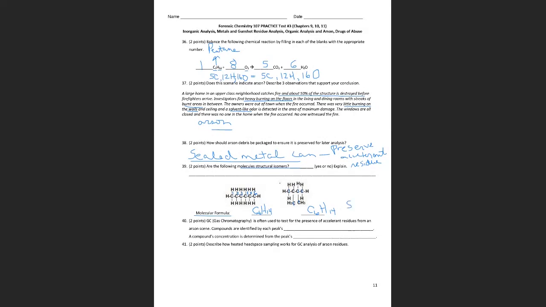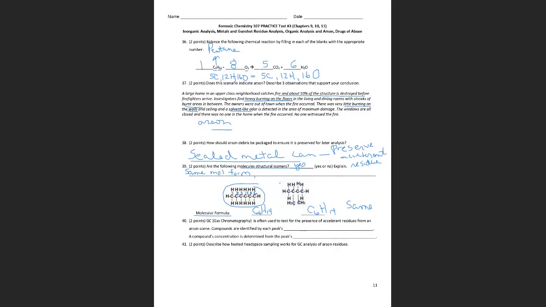Same molecular formula, but their structures are different. This one has 6 carbons in a row, and this one has 4 in a row with 2 branched off the middle carbons. So they are structural isomers. And you would explain they have the same molecular formula, but different bonding pattern. That's what structural isomers are.